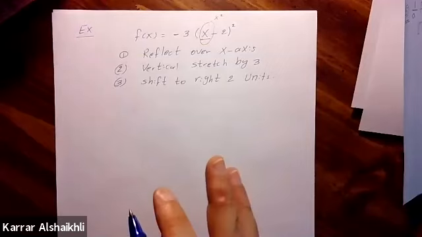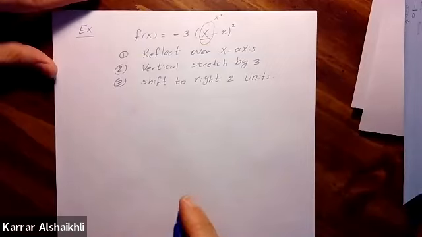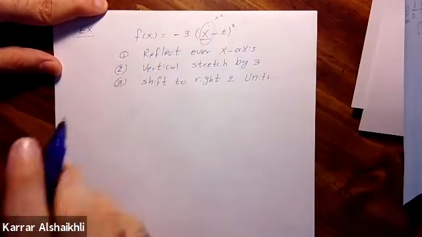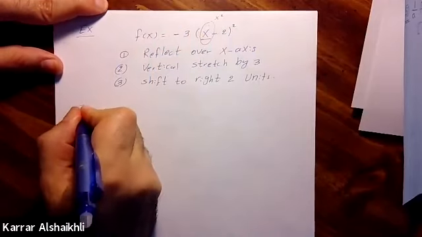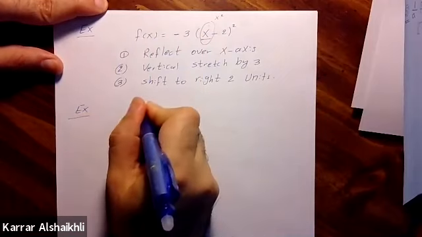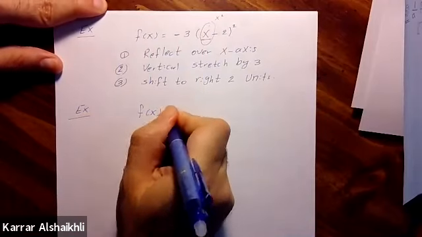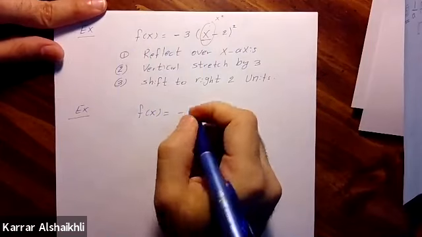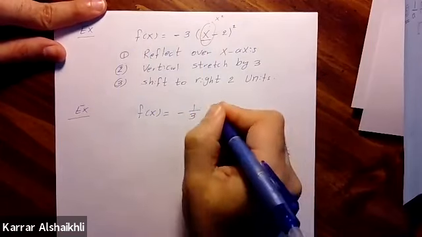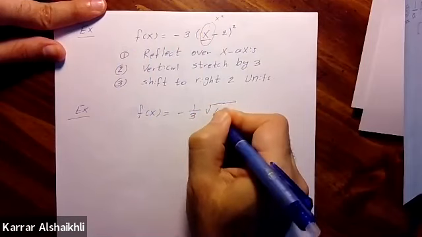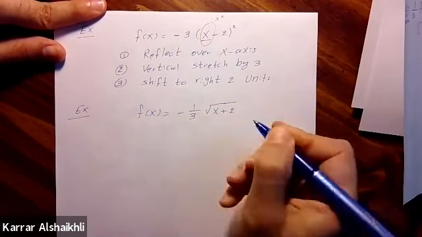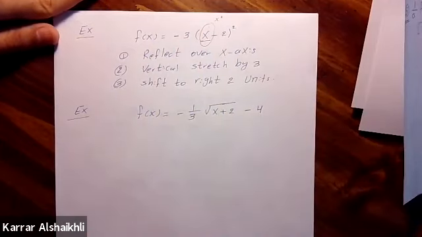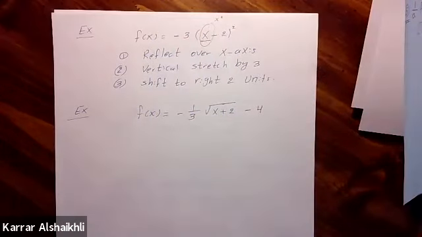Now let's do another example with 4 techniques. It's exactly like the same thing here, but we're going to add one more technique. We have f of x equal negative 1/3 square root x plus 2 minus 4. Then I'm going to give you an example, you can work on it.